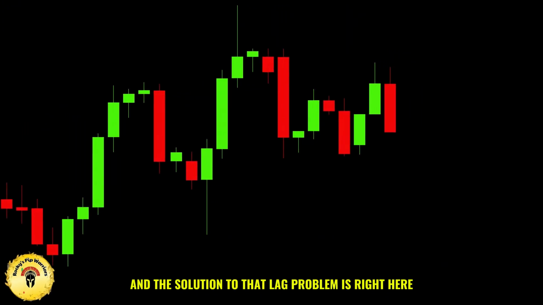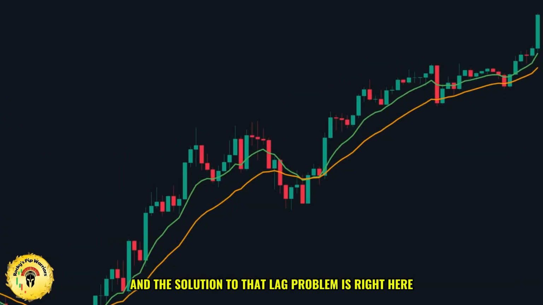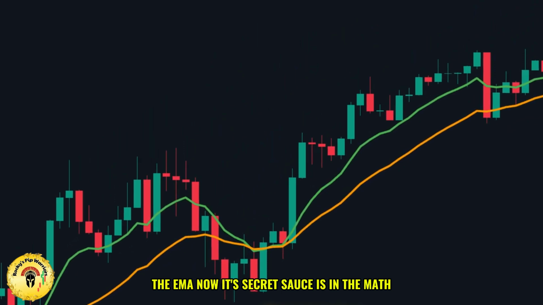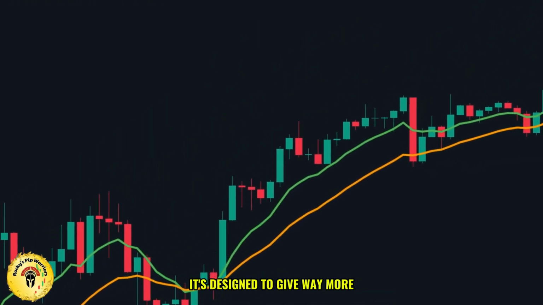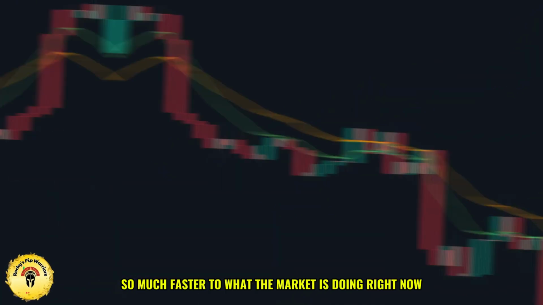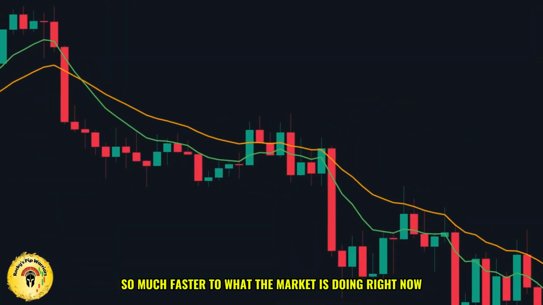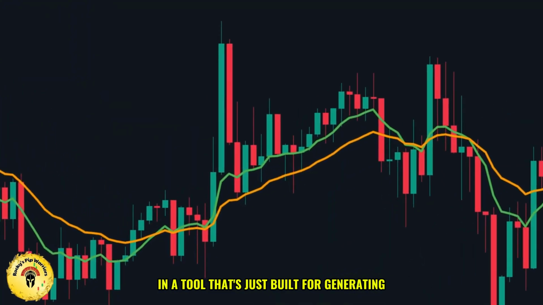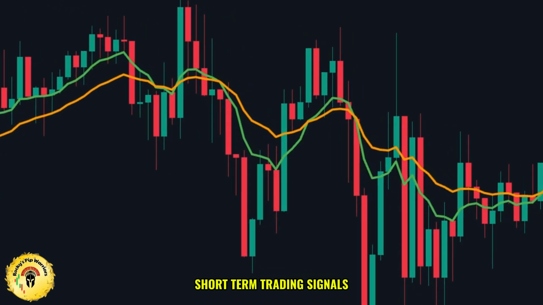And the solution to that lag problem is right here, the exponential moving average, the EMA. Now, its secret sauce is in the math. It's designed to give way more importance to the most recent prices. This makes it react so much faster to what the market is doing right now. And, as you can see, that means less lag and a tool that's just built for generating short-term trading signals.